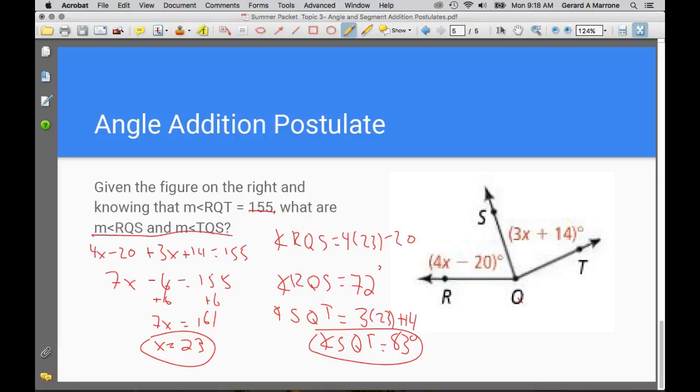So take a look at these, keep these in mind as you work through your practice problems on this. Note that angle addition postulate and segment addition postulate are the same rule with two different geometric figures.